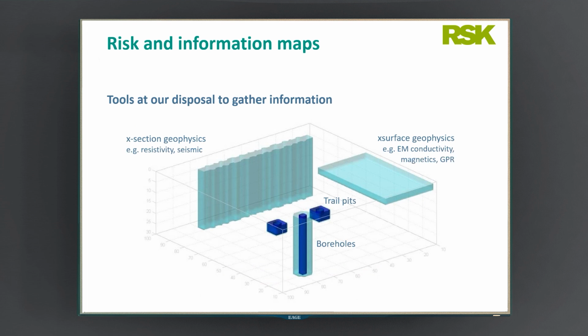Let's then look at the information that offsets that. And so we have in the light blue here our surface geophysics, for example, EM conductivity, magnetic mapping, or ground penetrating radar. And we've also got cross-sectional geophysics, for example, resistivity, as we saw, or perhaps seismic refraction, or perhaps some deeper GPR data. And then in the deeper blue, indicating that we have a higher, richer amount of information, we have our intrusive investigations. So in this case, trial pits and boreholes.